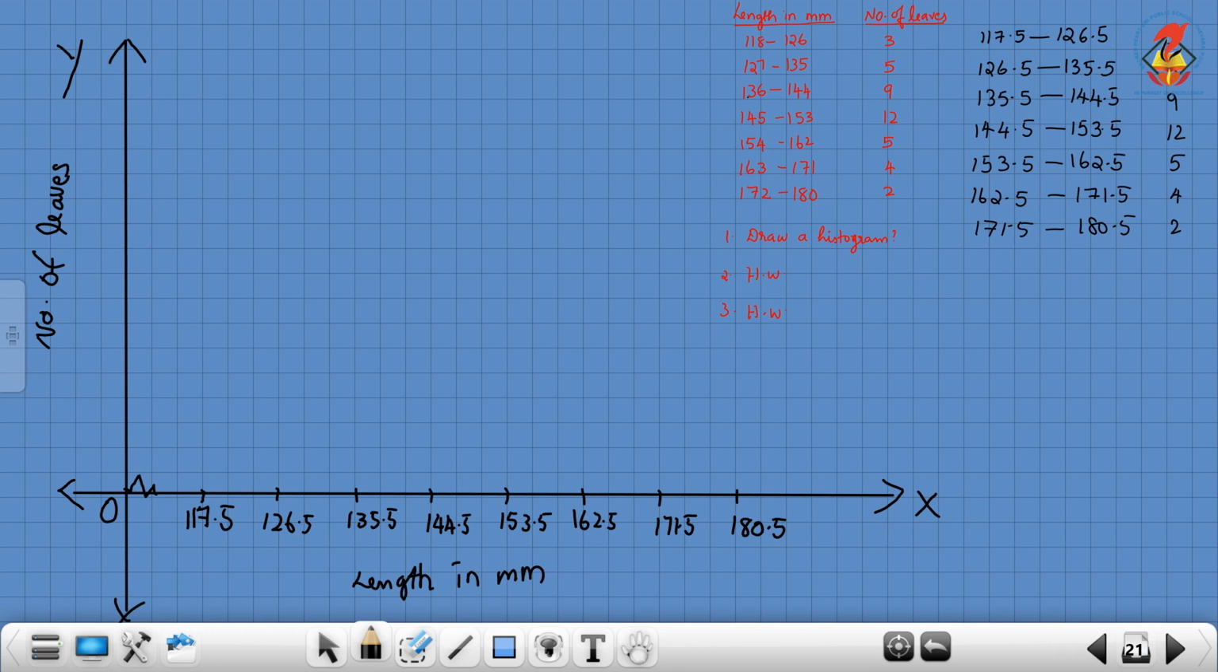For 117.5 to 126.5, what is the frequency? That means the number of leaves, 3. Here the frequency also goes up to 12. What is the least number? 2. Then you can write 1, 2, 3, 4, 5, 8, 9, 10, 12. Here 117.5 to 126.5, 3. You start from here, 3.